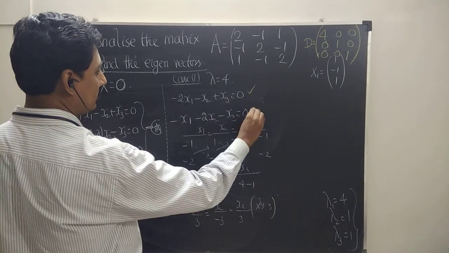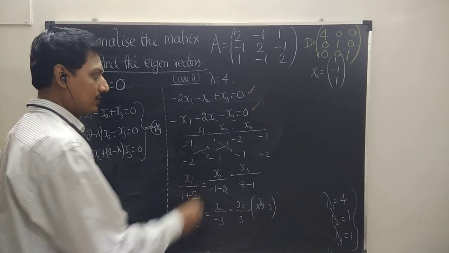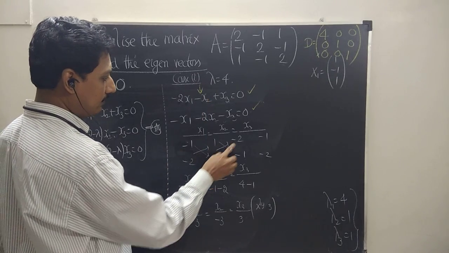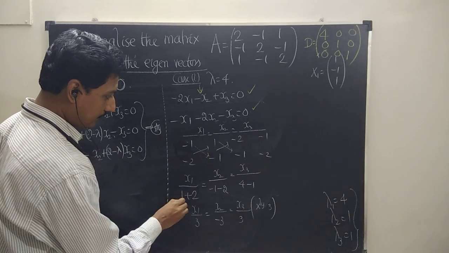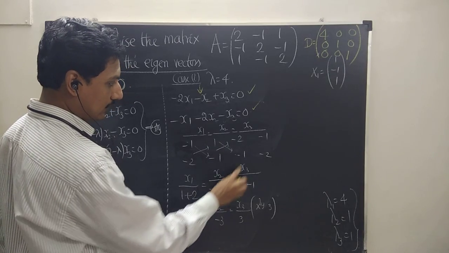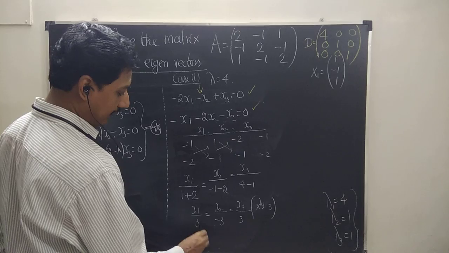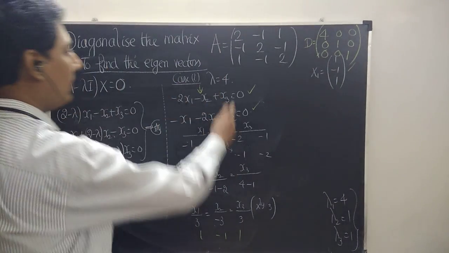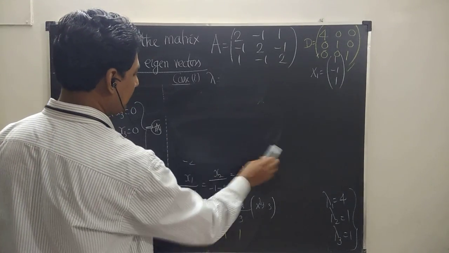Since these two equations are distinct, apply the cross multiplication rule, starting from the middle variable. This will give x1 by plus 1 minus 1, x2 by minus 1 minus 2, x3 by plus 4 minus 1, that is, 3, minus 3, 3. Dividing by 3, we get 1, minus 1, 1. So this is the first eigenvector corresponding to lambda equal to 4. Now what about the second one? What about the second case? Case number 2.